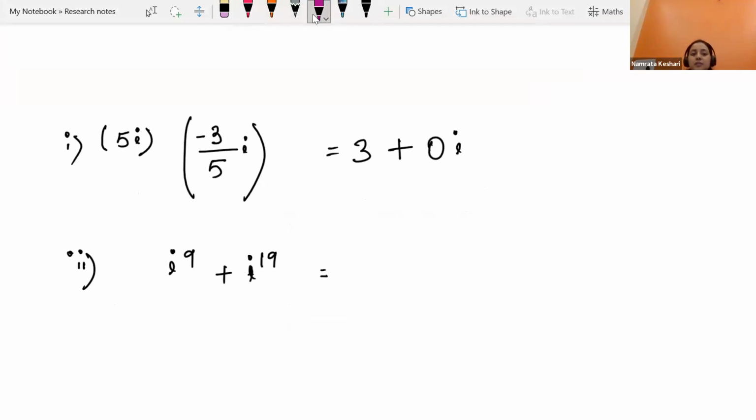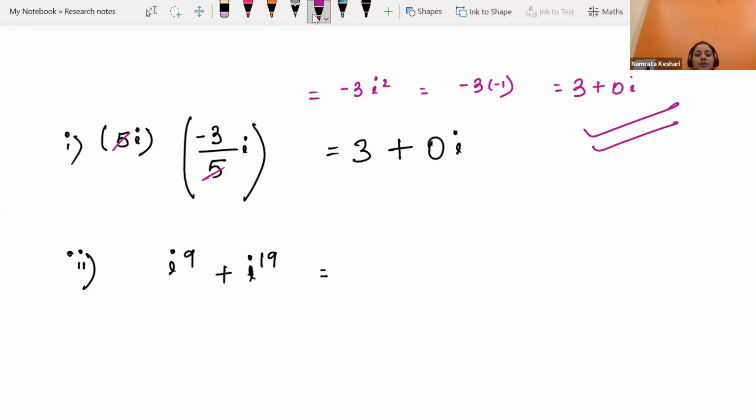5 into minus 3 by 5. We will do the multiplication and 5 form. You can see here, we are having minus 3 i square. i square is nothing but just minus 1, and we are getting just 3. In a plus ib format, we can write it as 3 plus 0i. Next one, i to the power 9.